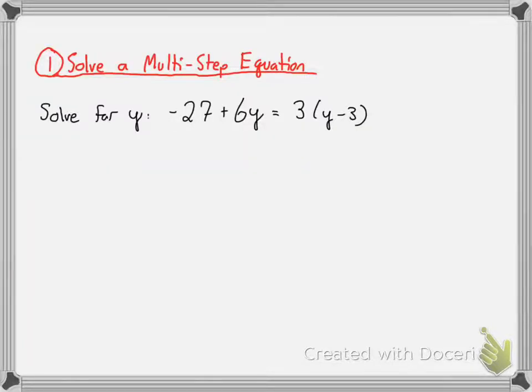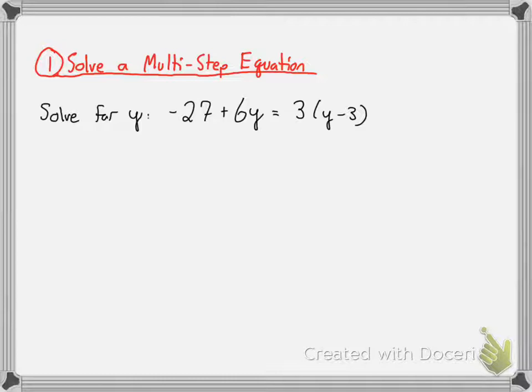In our first example, we're going to just solve a simple multi-step equation. Here, I want to solve for y, and my equation is negative 27 plus 6y equals 3 times (y minus 3). So basically, what I'm trying to do here is I'm going to combine like terms, and I'm going to get the y by itself.